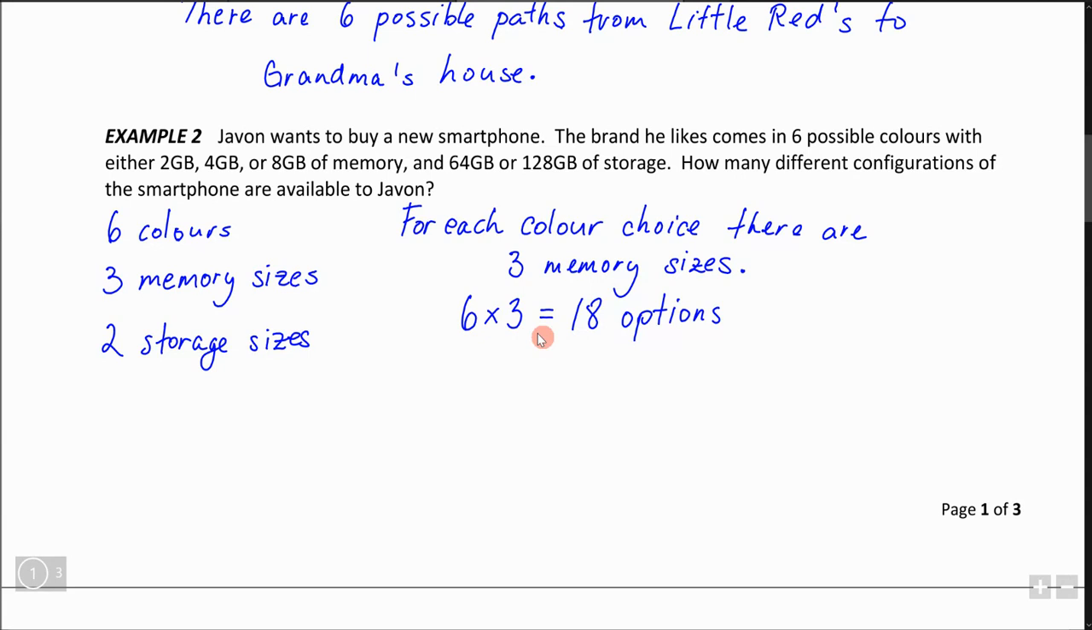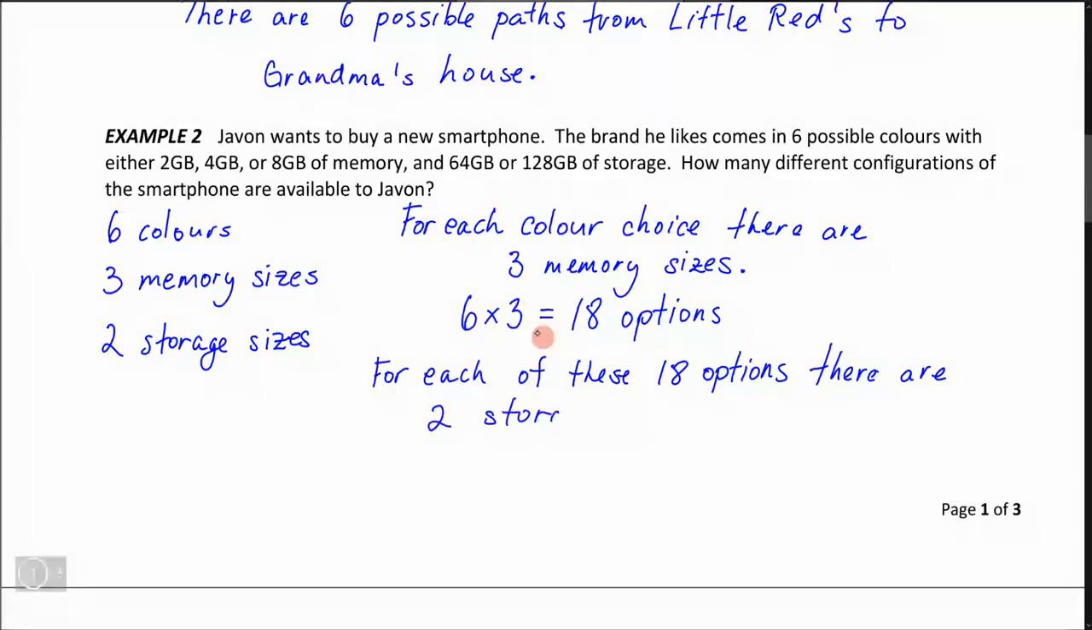And then I'm going to say that for each of these 18 options, there are 2 storage sizes.